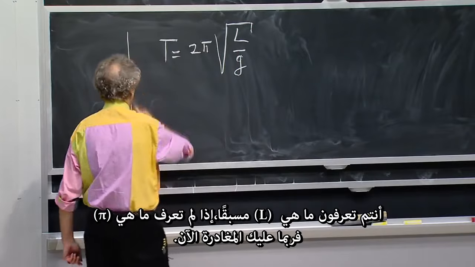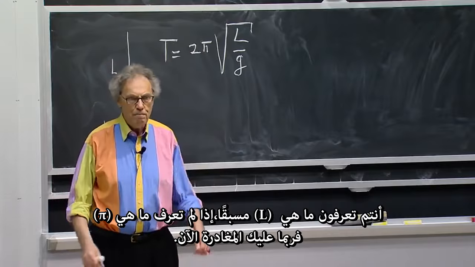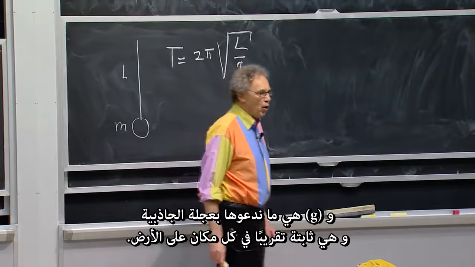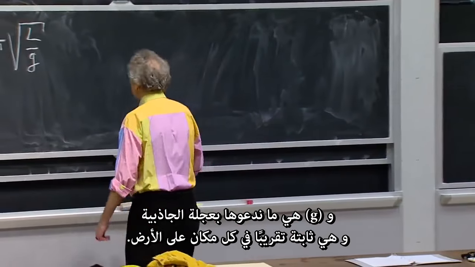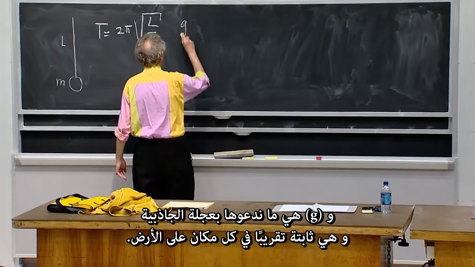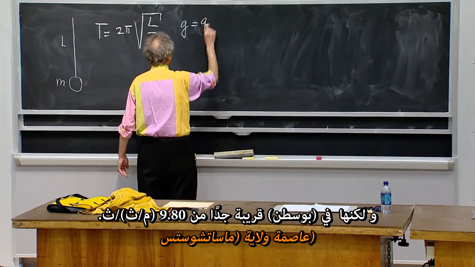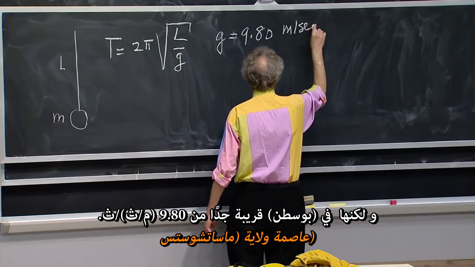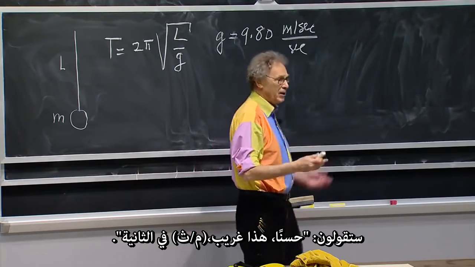You already know what L is. If you don't know what pi is, you might as well leave right now. And G is what we call the gravitational acceleration, which is approximately the same everywhere on Earth, but it is very close in Boston to 9.80 meters per second per second. And you will say, well, that's weird, meters per second.